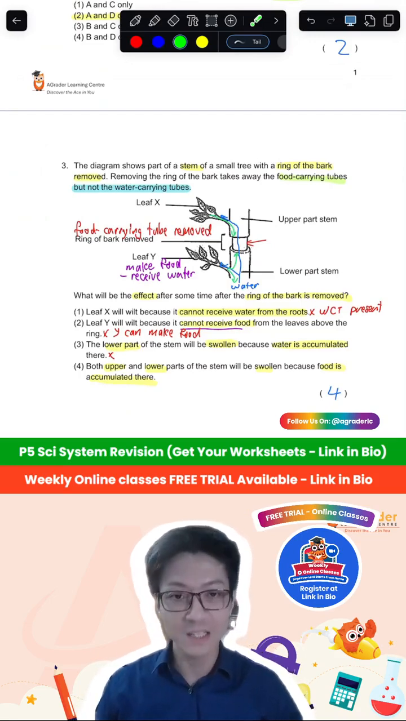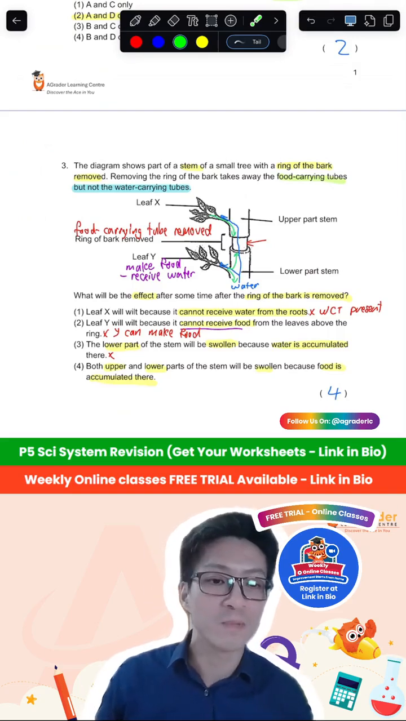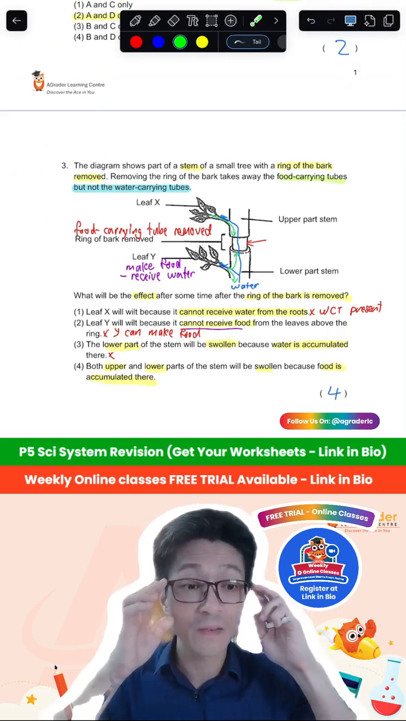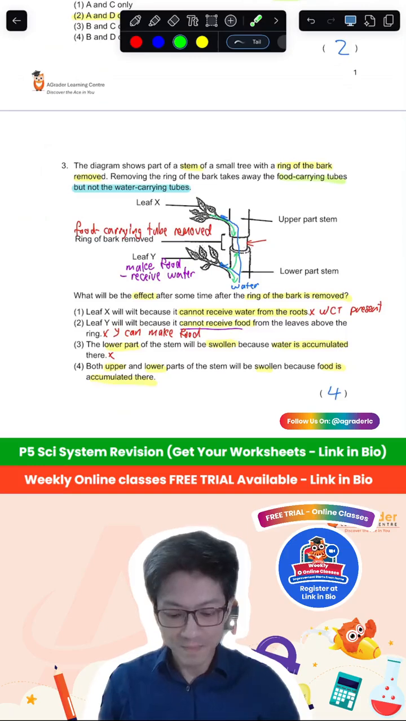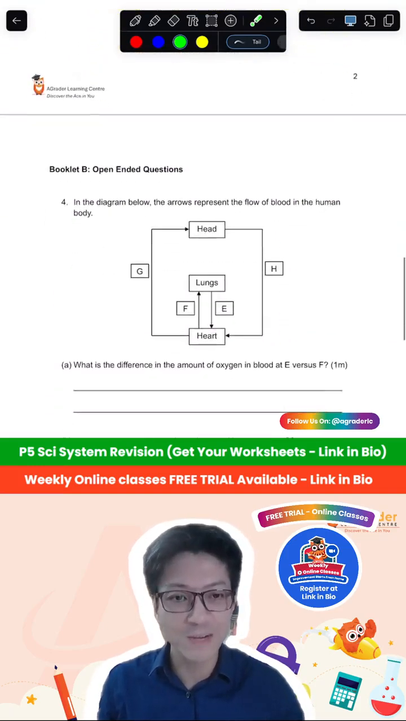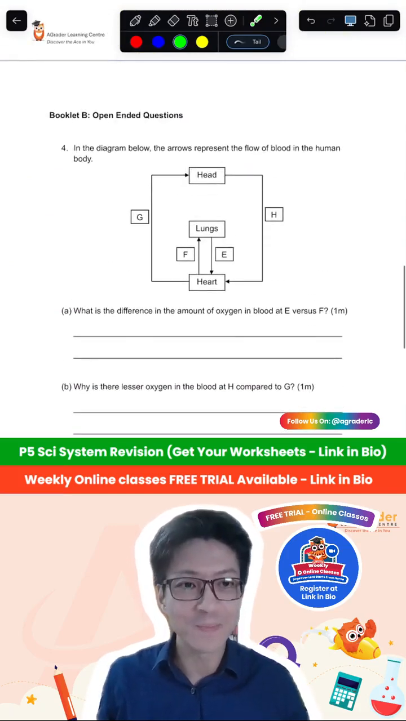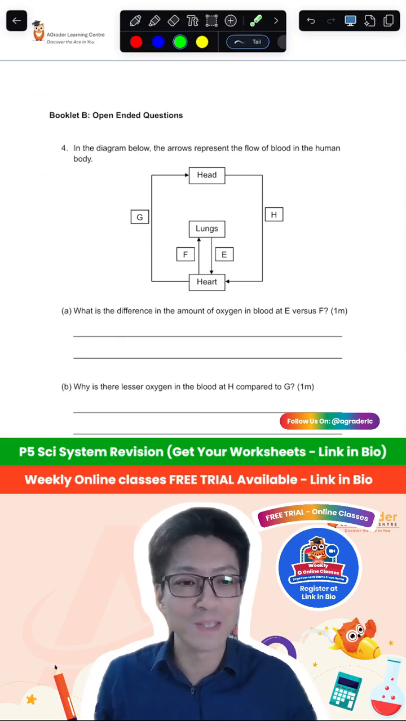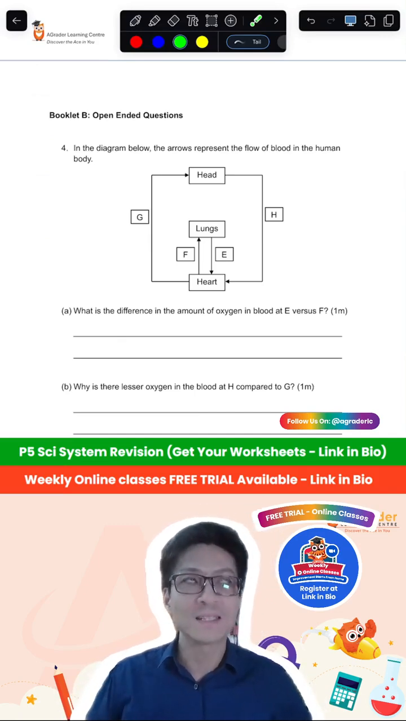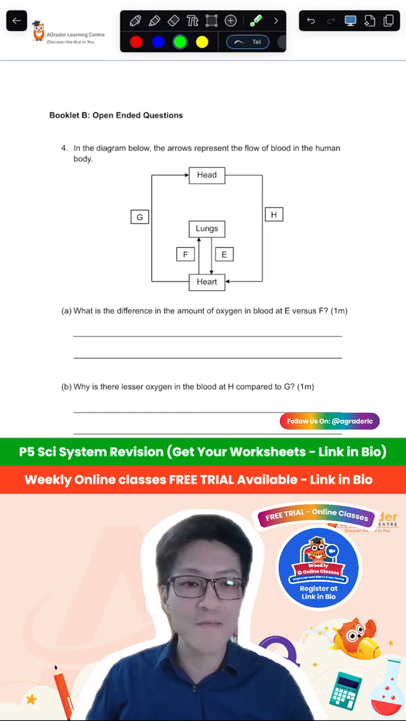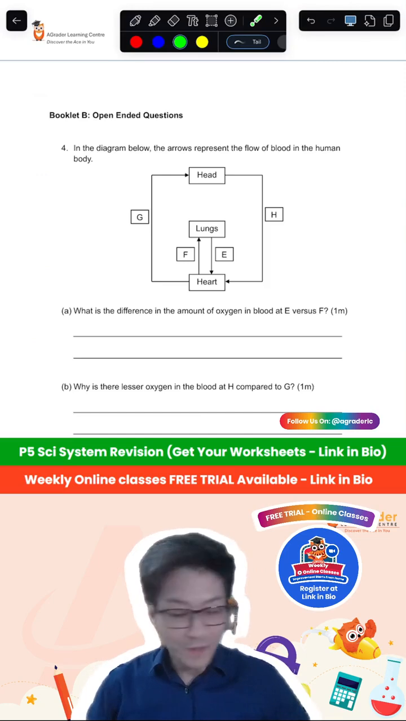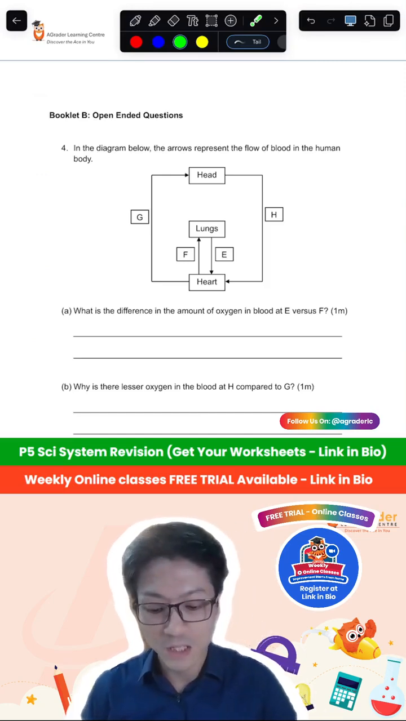Any question about the plant transport system? Okay, everyone is very eager to get to the Kahoot, right? But I still have to stick to the time, and I will try to start the Kahoot at about 7:50. All right, if no question, we move on to part B.